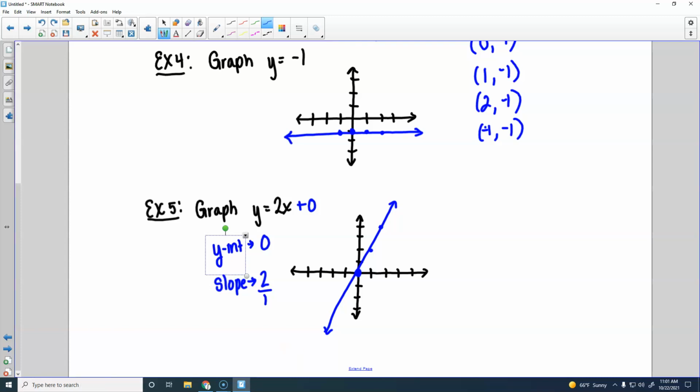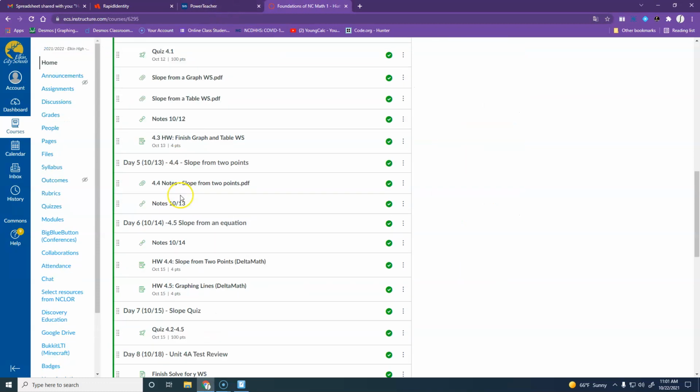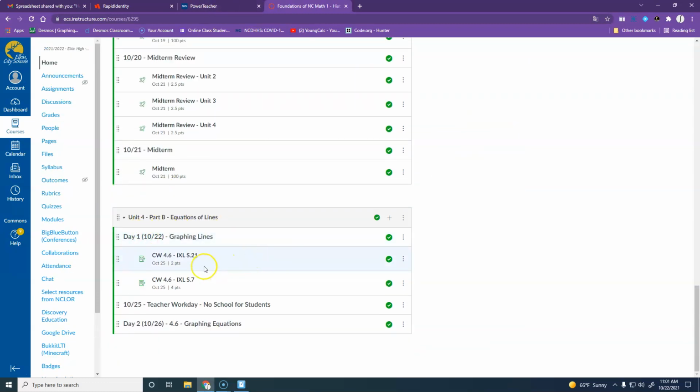All right, so you have 2 IXLs that you're going to do for me today. If you go down here at the very bottom, you've got S21. It is going to be vertical and horizontal lines. And you also have S7. That is going to be y equals mx plus b slope-intercept lines that you're going to be graphing for me. So, go ahead and open that up. You need to get to a SMART score of 90. And then once you have done that, I will check you off for that.